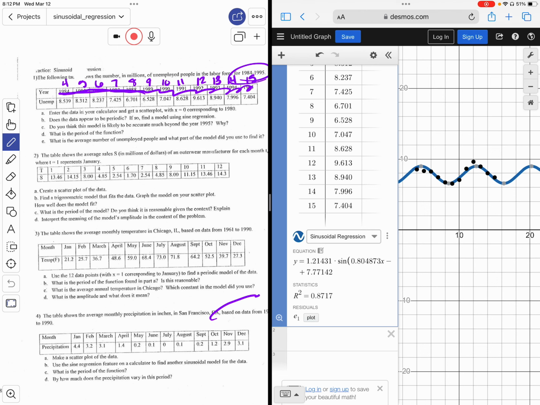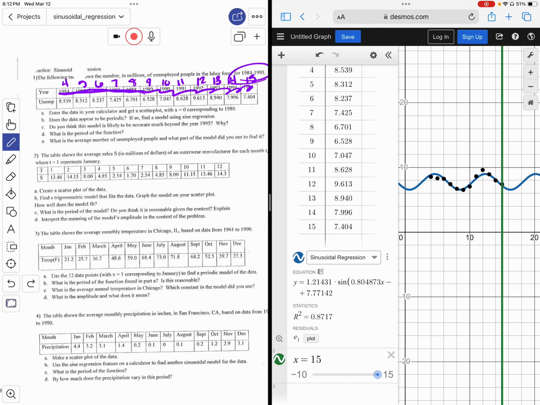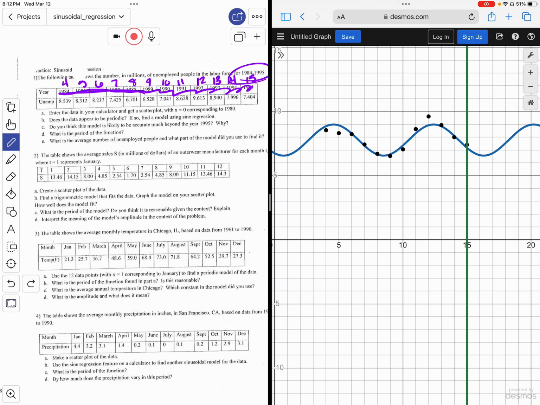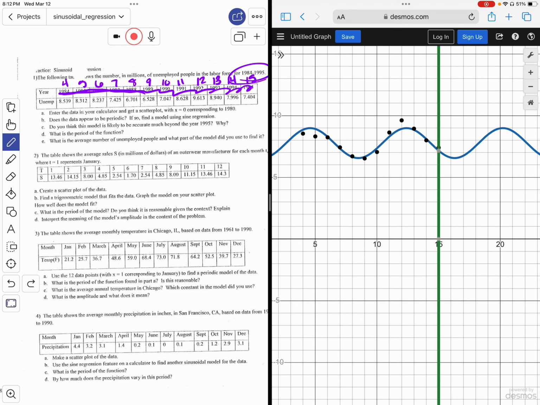I'm looking at my R squared value down towards the bottom. It's about 0.87, so about 87% strong, which is pretty good. It's a pretty good model. Okay. Do you think the model is likely to be accurate much beyond the year 1995? At year 1995, that's 15 years in. That's also the end of our data table. So what it's asking is if all we have access to are the black dots and a model, do you think we could still use the model to make predictions past 1995? I say yes.